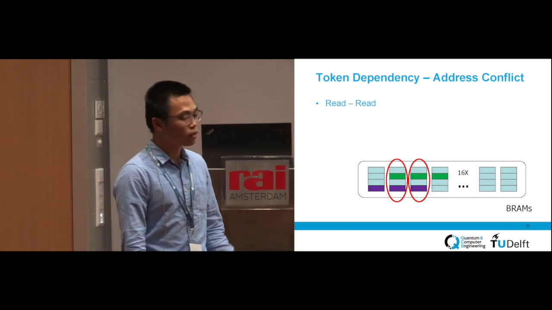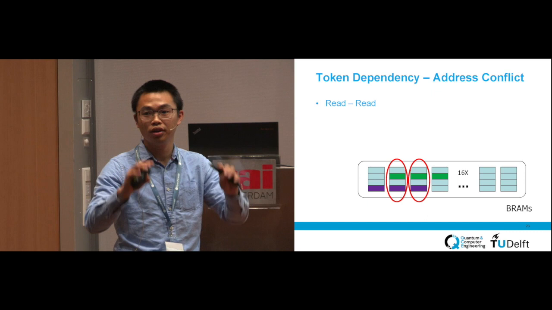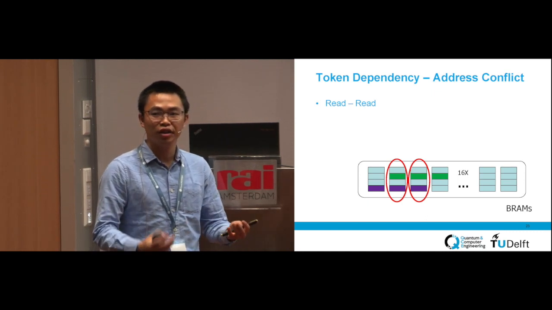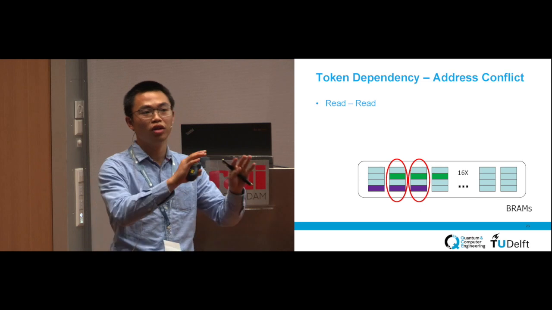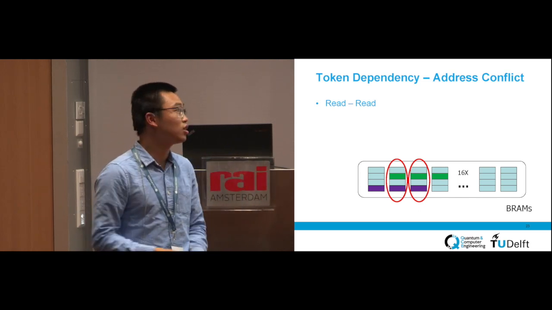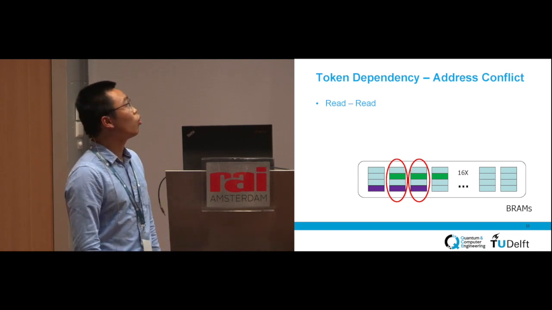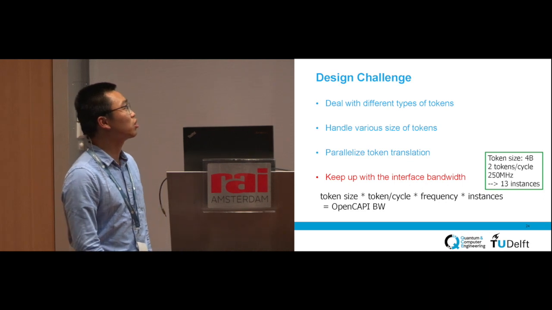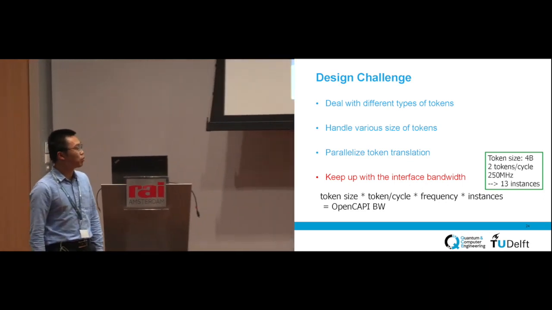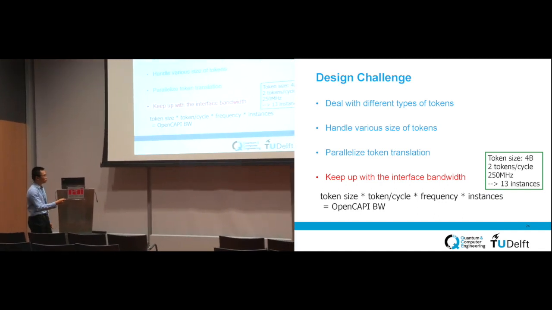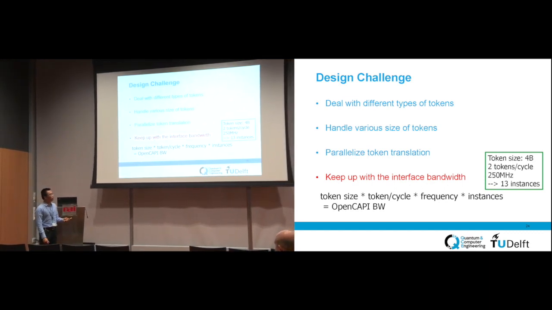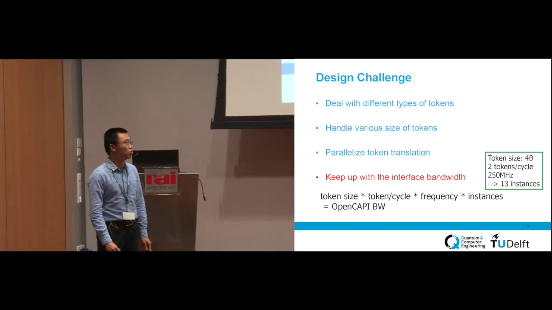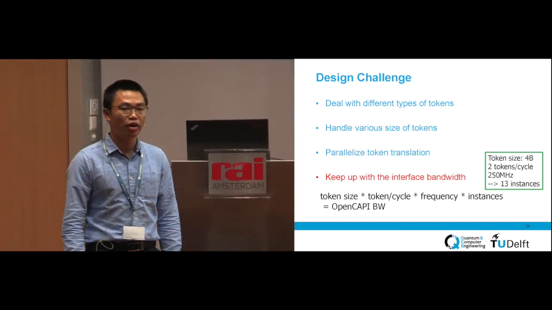So we have talked about putting in two histories, but that's not very scalable because if you want to translate more tokens in the same cycle, then you need more history duplicates. So it seems that there is no solution. And if you want to keep up with the OpenCAPI bandwidth, then we did some calculation already. So you need 13 instances and the frequency should reach 250 megahertz to consume the whole OpenCAPI bandwidth.